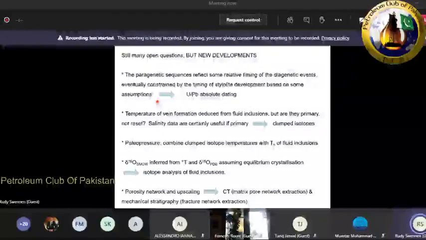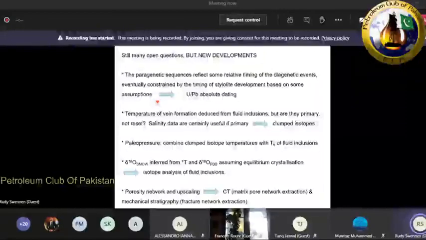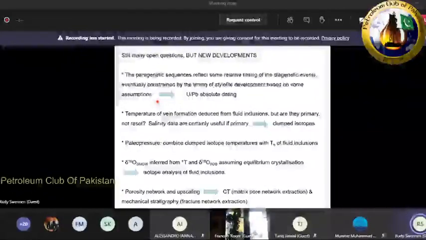So if you compare the homogenization temperature without pressure correction with the clumped isotopes, which is the real temperature of formation, by deducting these two temperatures, you see the difference in temperature, and this difference is proportional to the pressure that happened in the system.